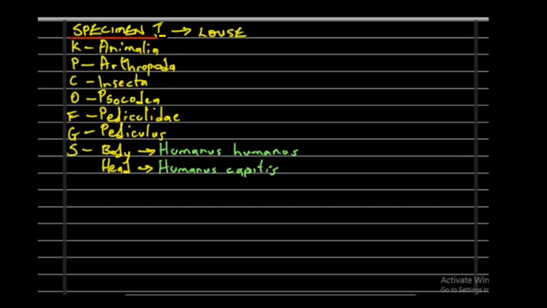Pediculus humanus capitis. And the one that is found in the genitals, the one that causes crabs, is called Pthirus pubis. So these are different examples of the louse. Now let's talk about them extensively. The plural form of this particular thing is lice.